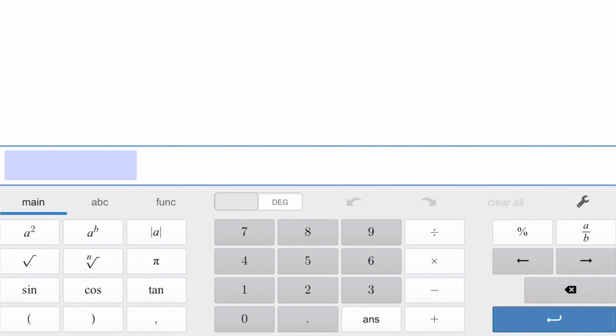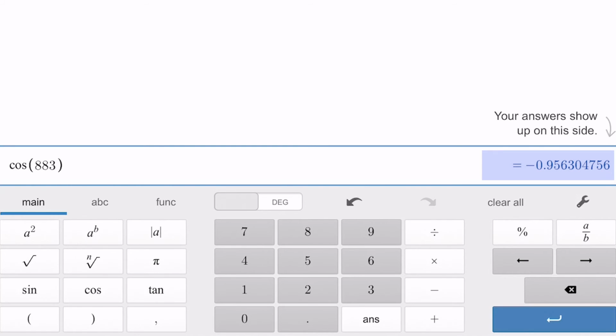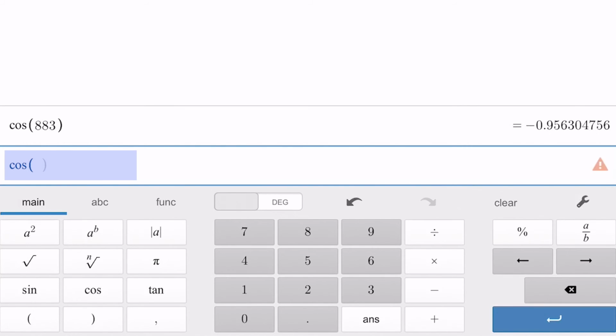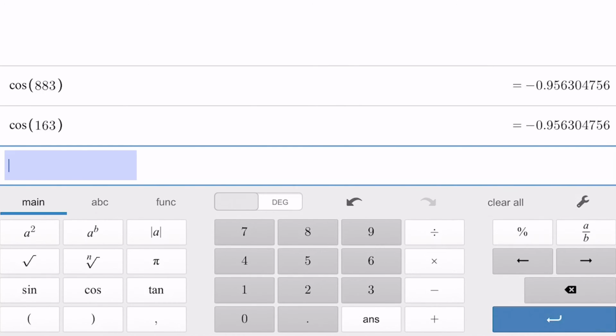So let's look at cosine of 883 degrees. And we can see it's negative 0.95, and so on. Okay, it's negative, of course, because that's a second quadrant angle, and cosine is negative in the second quadrant. And we found it was coterminal to 163, so that should give us exactly the same cosine value, and indeed it does. But now we've got its reference angle of 17 degrees. What do we get there but positive 0.9563 and so on.